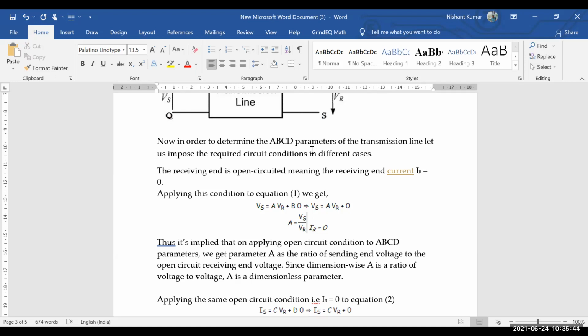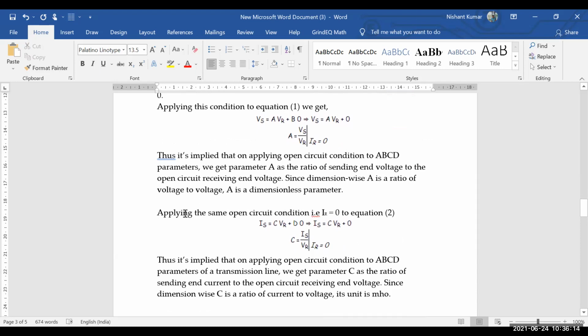So this VS by VR is a unitless, dimensionless segment. Thus it implies that on applying the open circuit condition to the ABCD parameters, we get the parameter A as the ratio of sending end voltage and receiving end voltage. Dimension-wise, A is the ratio of voltage to voltage, so it is dimensionless.